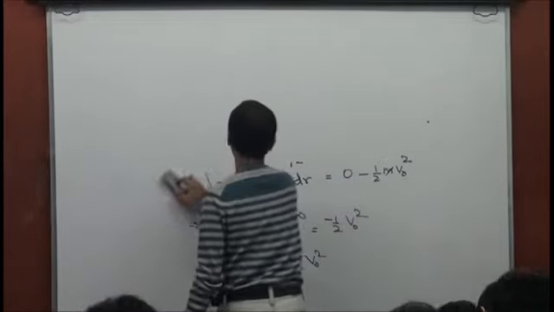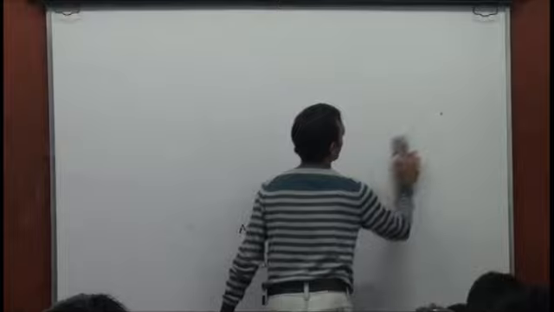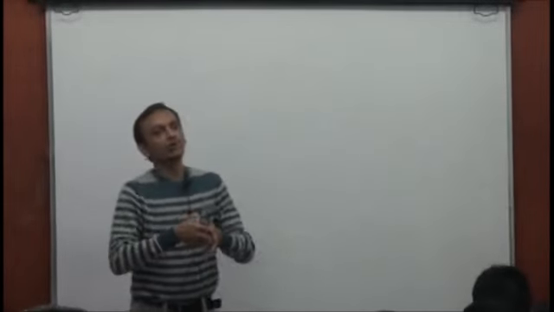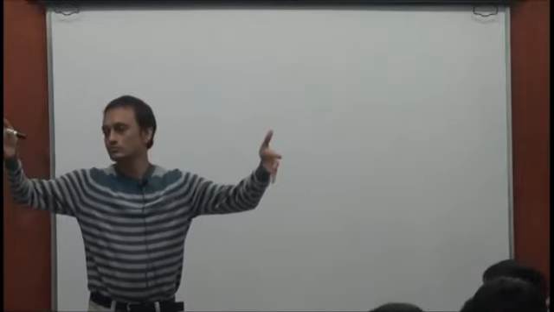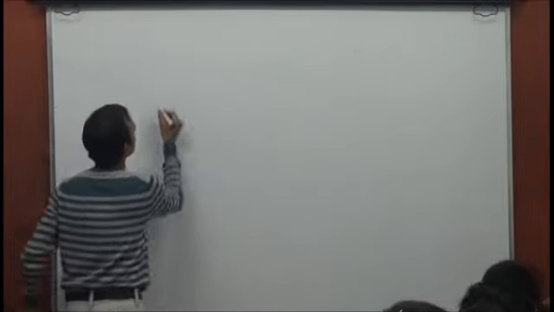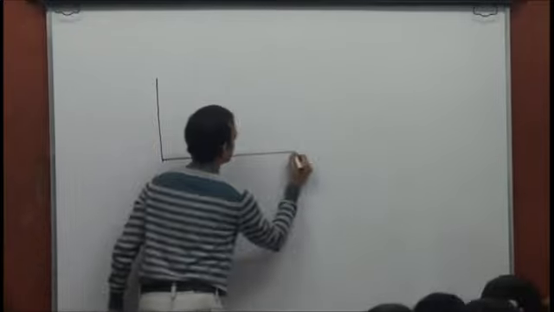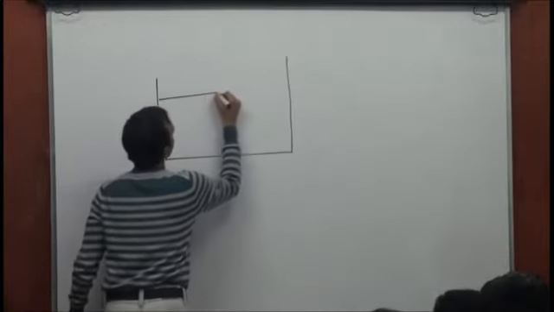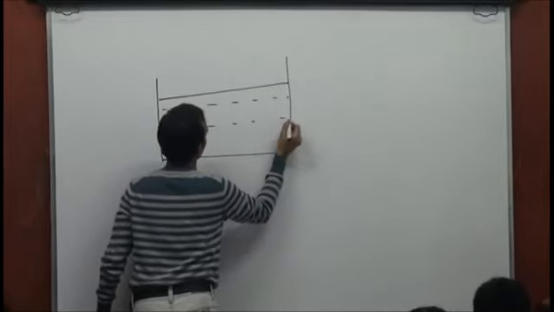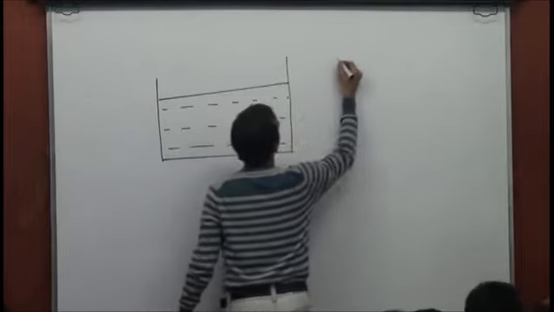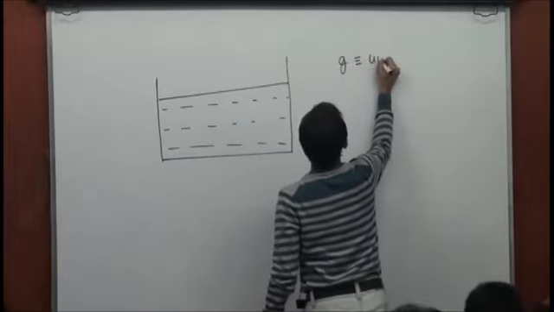Now one thing, if you have a column of liquid in a uniform gravitational field, means g uniform, let's say this is a container containing a liquid, in a region where g is uniform.